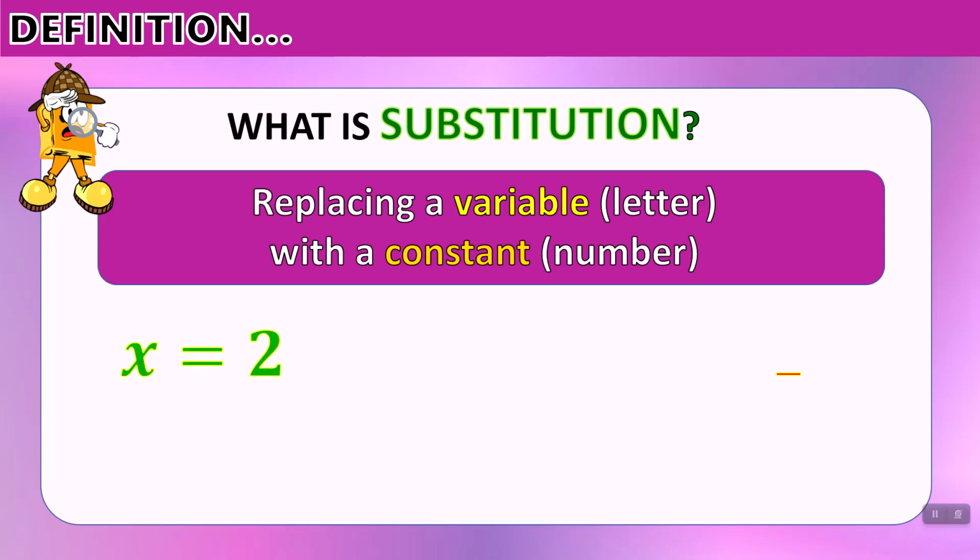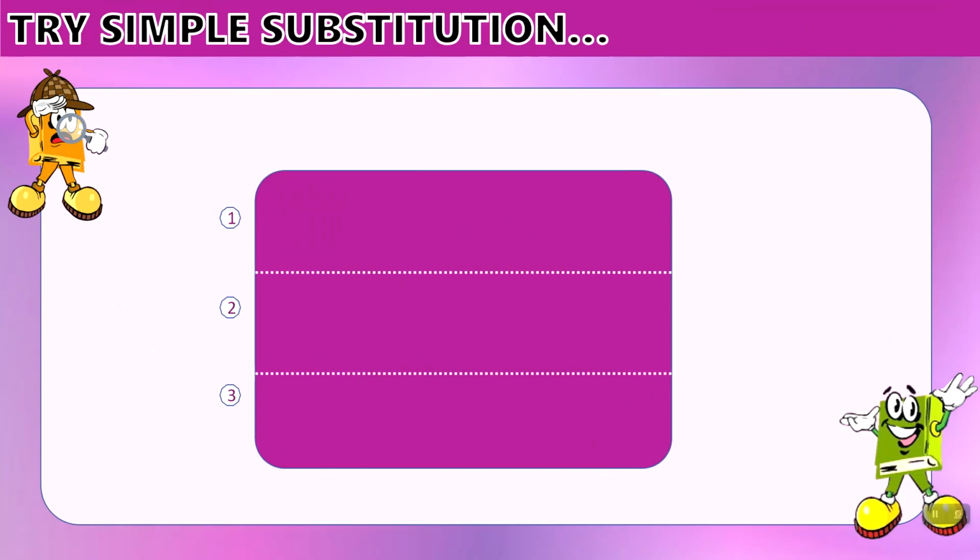And so we can use the example x equals 2. Everywhere we see x, we will replace with the number 2. Z equals minus 6. Wherever we see z, we replace it with minus 6. R equals 3 over 4. Everywhere that we see an r, we replace it or we substitute it with 3 over 4. This is substitution. So let's try simple substitution.